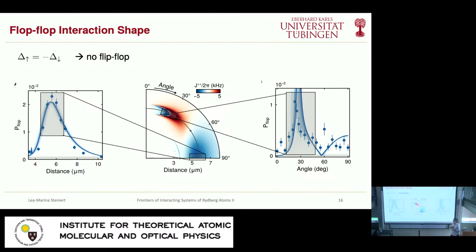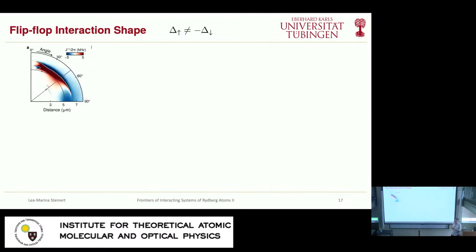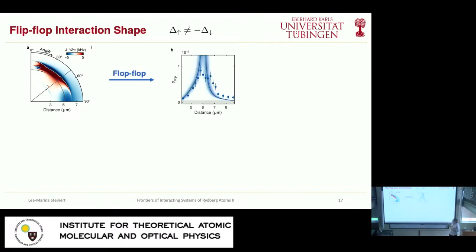But now we also want to switch on flip-flop interactions. So we choose now a different laser detuning, which also allows for flip-flop interactions to appear. So let's start again with the distance scan. We scan along now at 50 degrees and tune the interactions by placing the atoms at different distances with respect to each other. And this is what you see here. And indeed, our data nicely also follows this interaction shape where we expect it to be.